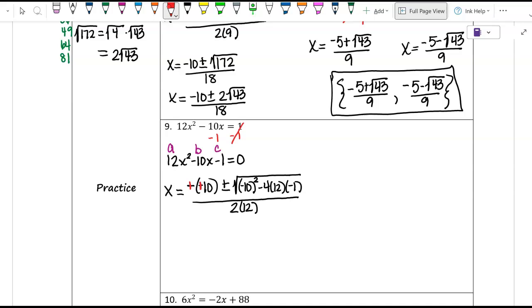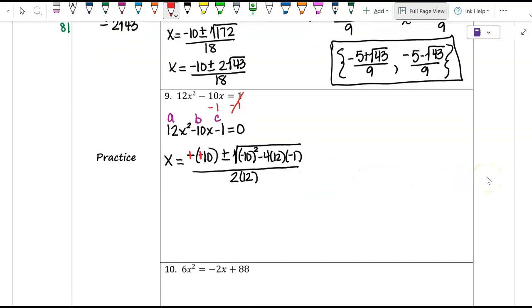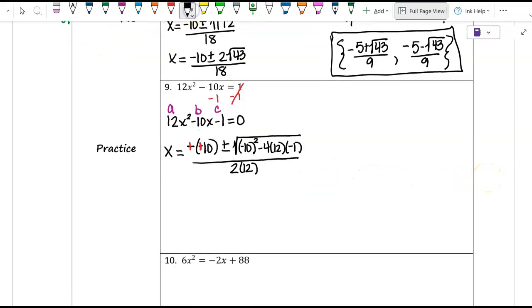I'm going to pause for a moment while you do the calculation for what is under the radical there, and then we will check. All right, so again, we know we had the double negative, so we have x equals 10 plus or minus the square root of, what did we get for everything under the radical? 148, and that's all going to be divided by 24.